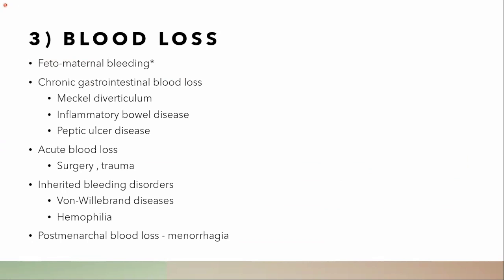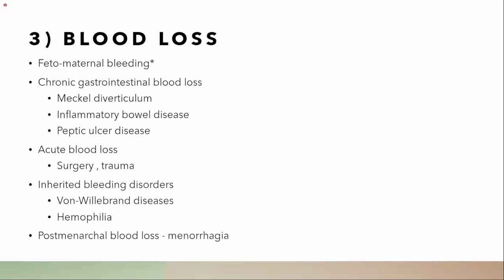Okay, the last one is blood loss. Fetal-maternal bleeding can cause neonatal anemia, and we had discussed it before in the previous PBS. Other causes of blood loss include chronic gastrointestinal blood loss, such as in Meckel diverticulum, inflammatory bowel disease, and peptic ulcer disease. Also acute blood loss in surgery or trauma. Patients with inherited bleeding disorders also have high risk, such as von Willebrand disease and hemophilia. And we also have to consider girls who have reached menarche, who can present with menorrhagia.